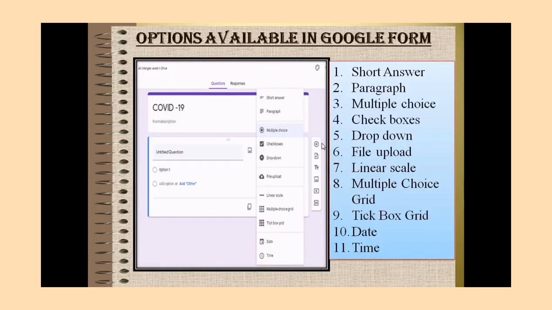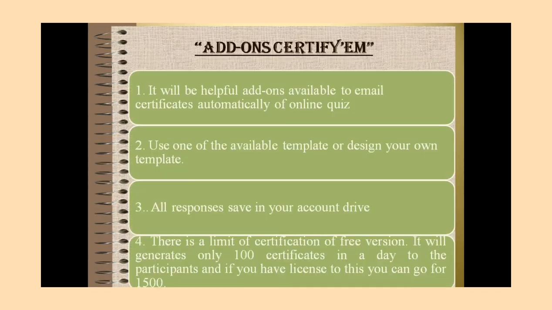and check your answer. What are the different options available in Google Form? Short answer, paragraph, multiple choice, checkbox, drop down, file upload, linear scale, multiple choice grid, tick box grid, date, and time. Now we will move to our basic theme, how to award a certificate automatically.